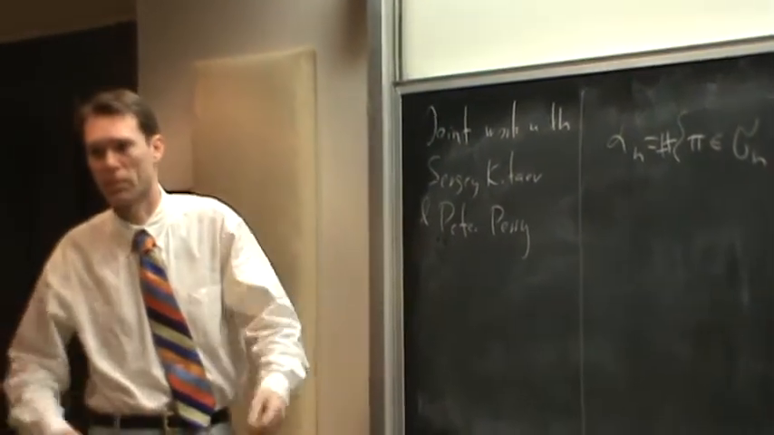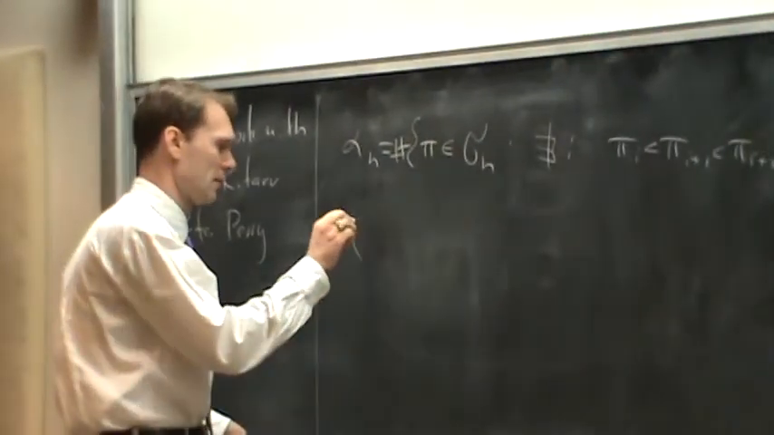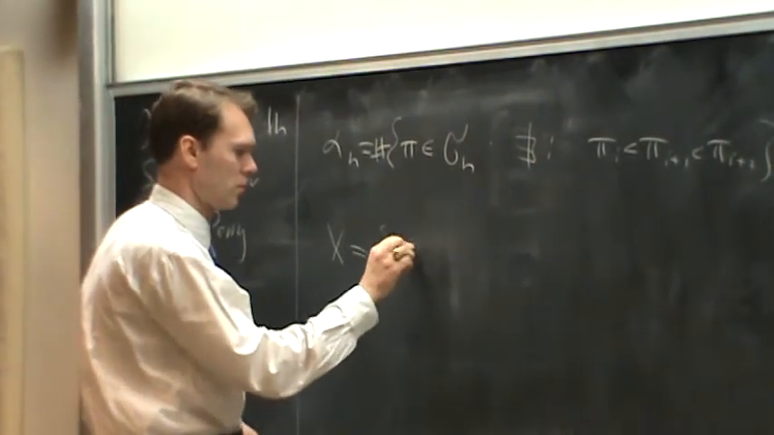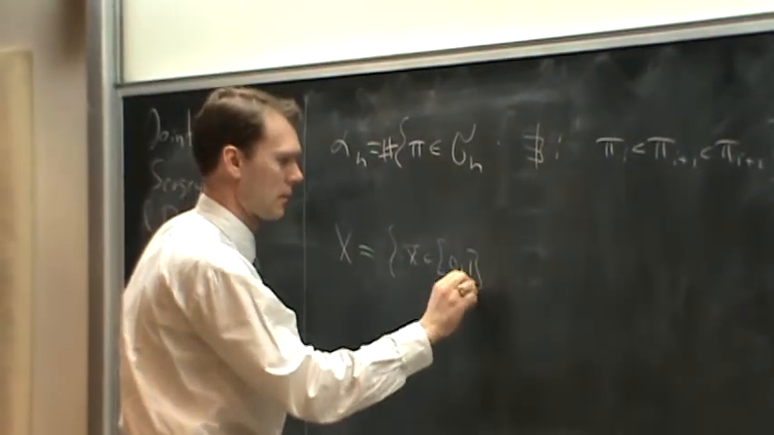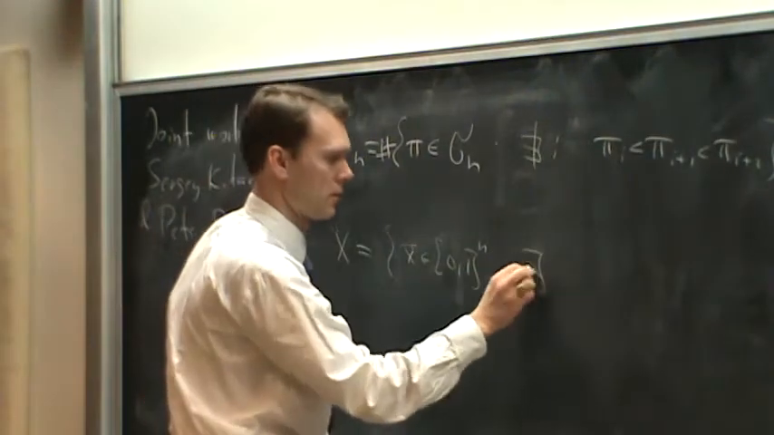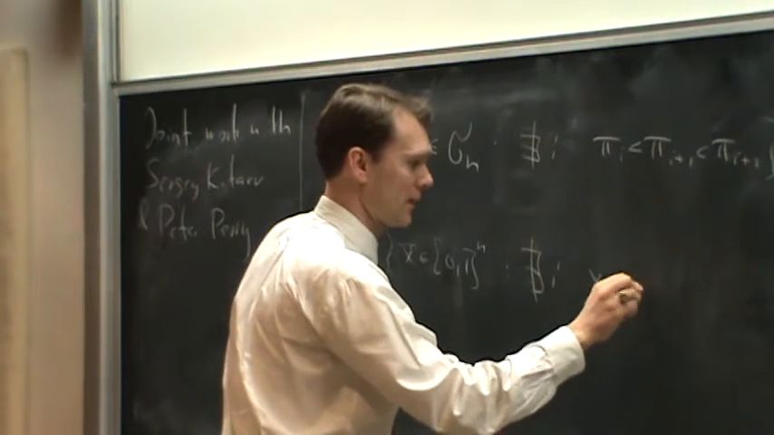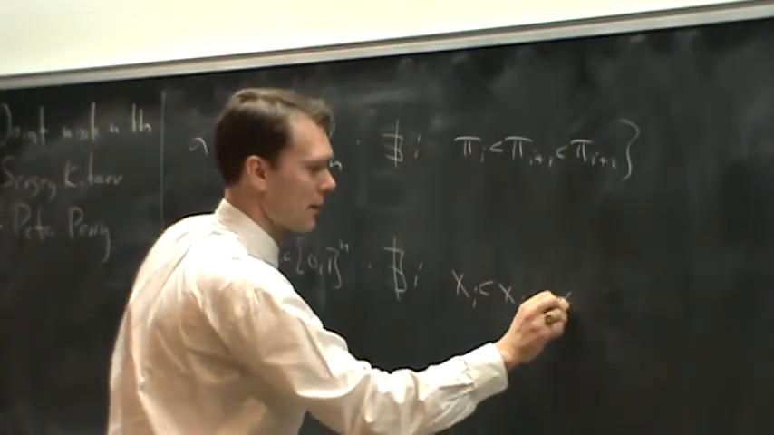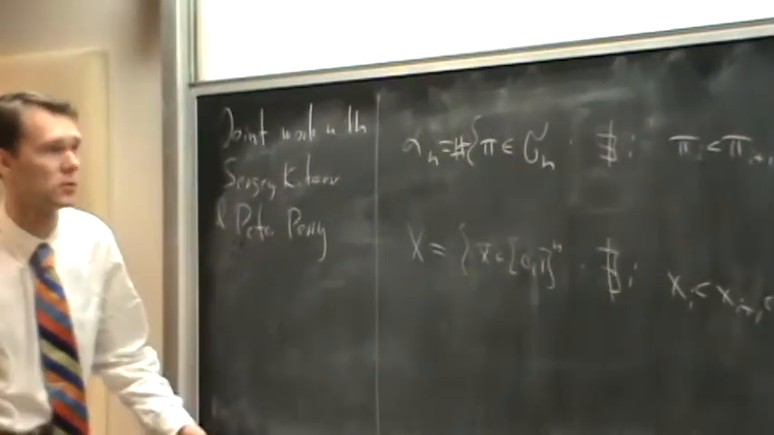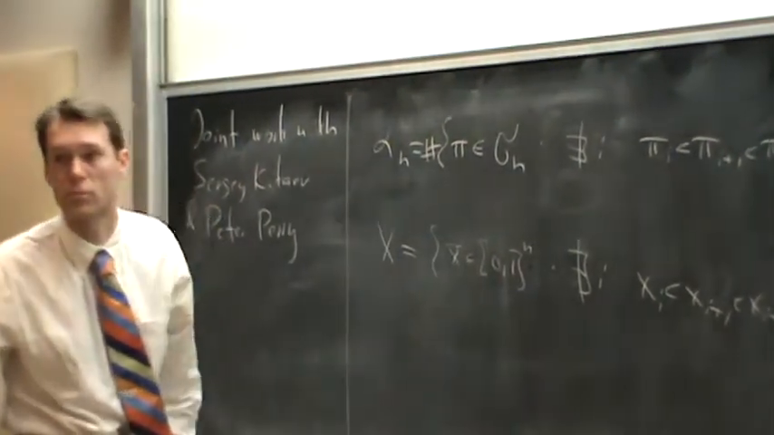Well, this is of course a combinatorial problem, but let's make it a geometrical problem. Namely, let X be the subset of the unit cube in n dimensions such that there is no index i so that x_i is less than x_{i+1} less than x_{i+2}. So it's the same condition, except now I'm talking about vectors in n-dimensional space in the unit cube.